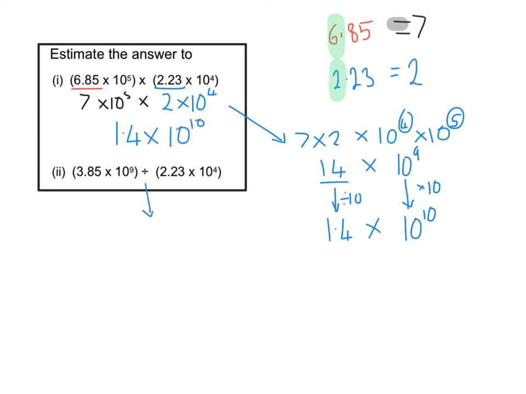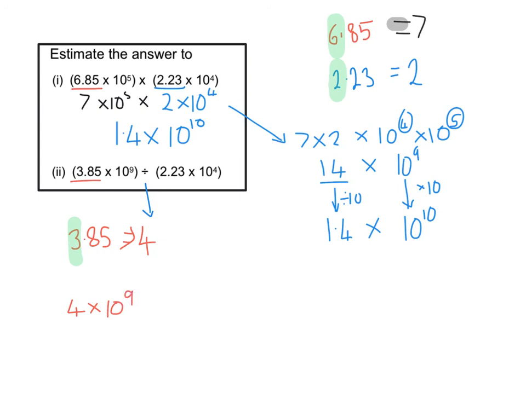And then this one here. So we've got the 3.85. Again, round to one significant figure. So is it closer to 3 or is it closer to 4? Well, here it's closer to 4. So that's going to be 4 times 10 to the power of 9.